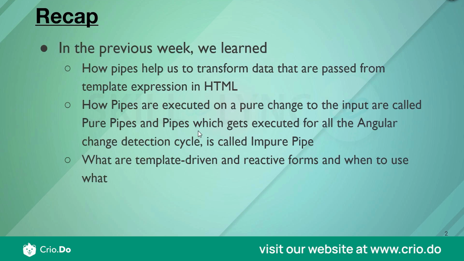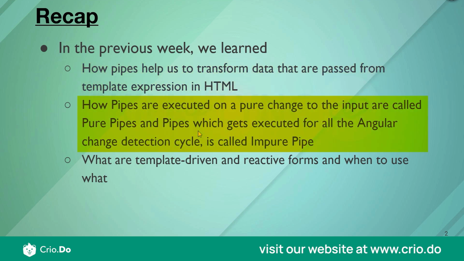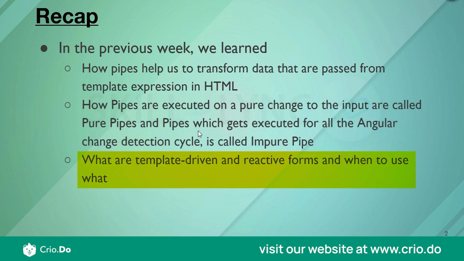So in the previous week, we learned how pipes help us to transform data that are passed from template expression and HTML. We also learned how pipes are executed on a pure change to the input, which are called pure pipes, and pipes which get executed for all Angular change detection cycles are called impure pipes. We also saw what are template-driven and reactive forms and when to use what.